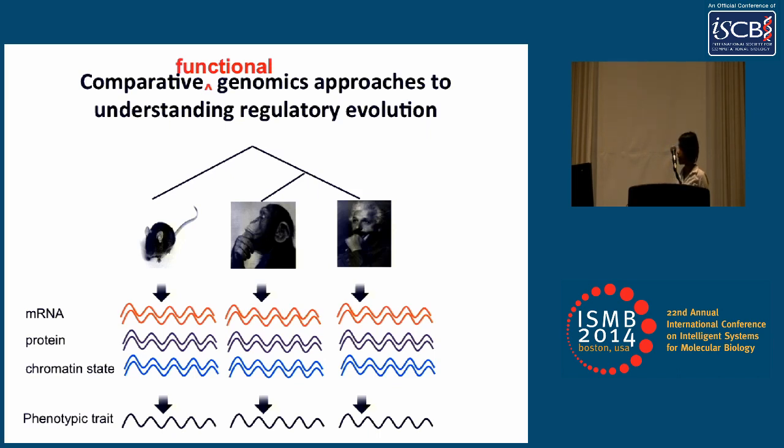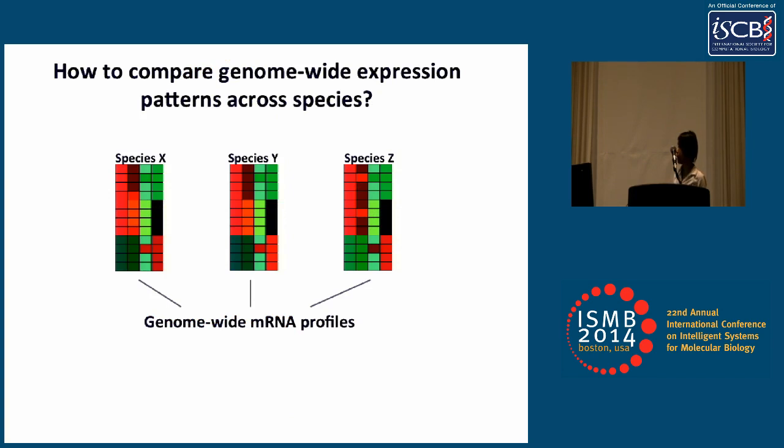What we would like to be able to do is compare these genome-wide data across multiple species. Now, this is challenging because, as you heard from the first talk, mapping between species is actually not trivial, because you might have gene duplications and losses. So now let's think about how we might do this in the context of, say, mRNA levels.